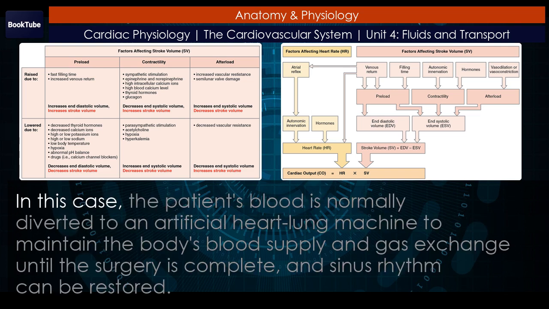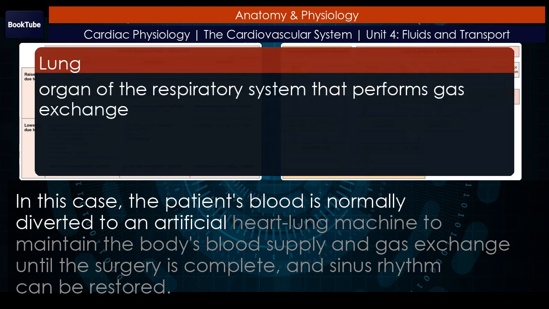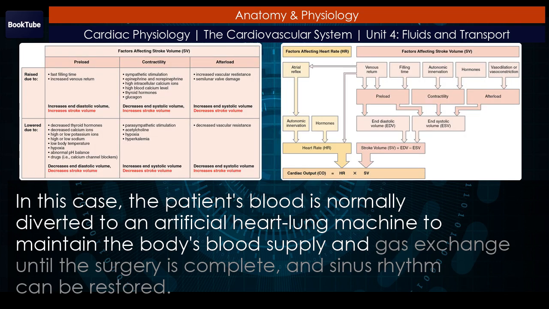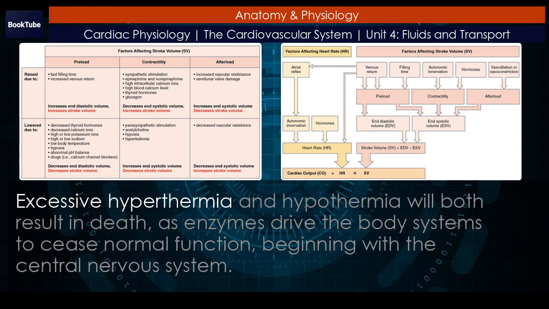In this case, the patient's blood is normally diverted to an artificial heart-lung machine to maintain the body's blood supply and gas exchange until the surgery is complete, and sinus rhythm can be restored. Excessive hyperthermia and hypothermia will both result in death, as enzymes drive the body systems to cease normal function, beginning with the central nervous system.